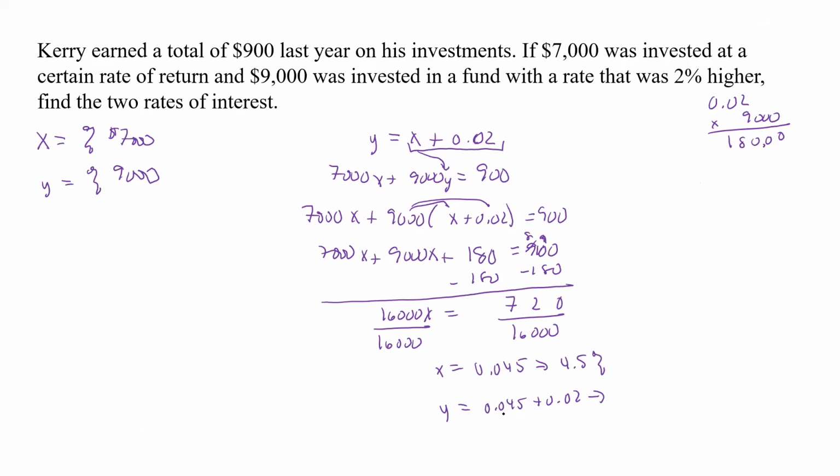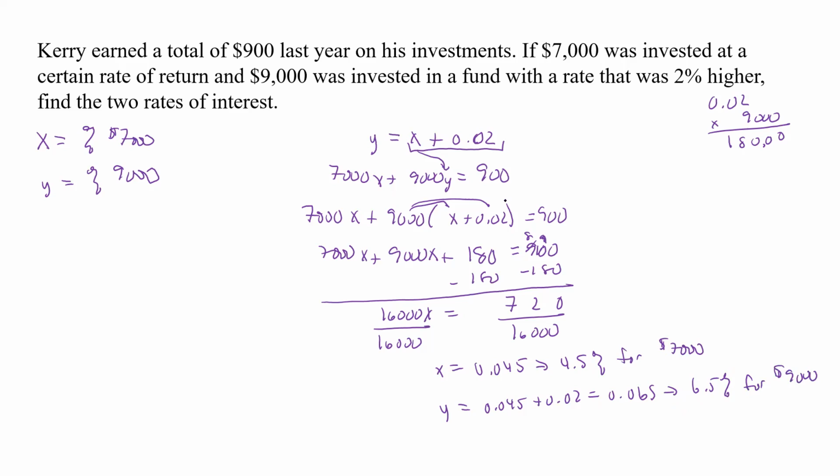Now, if that's what this is, then y is equal to 0.045 plus 0.02. And so that's going to equal 0.065, which is 6.5%. And 4.5% is for the $7,000, and 6.5% is for the $9,000.